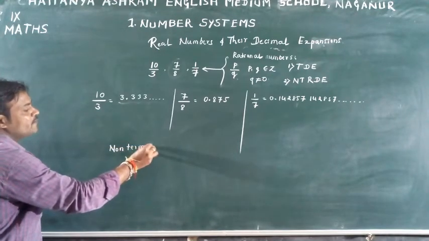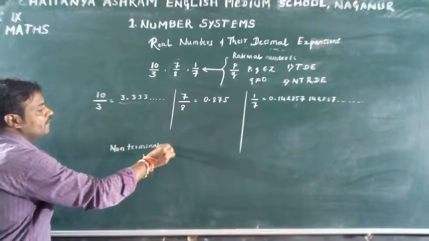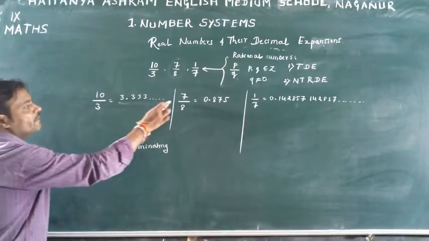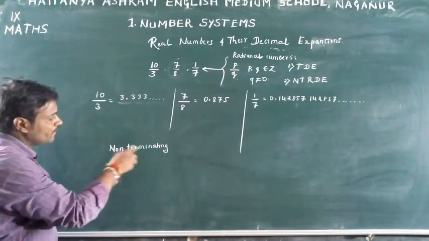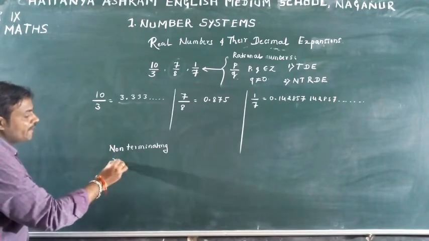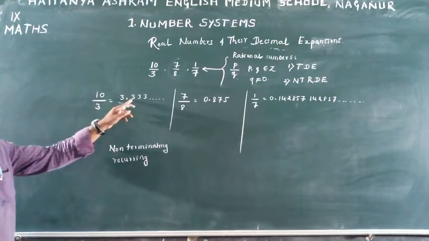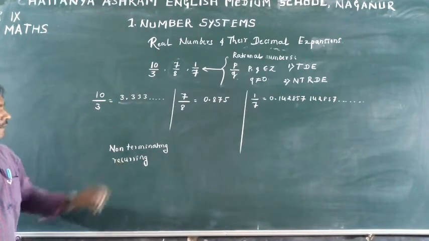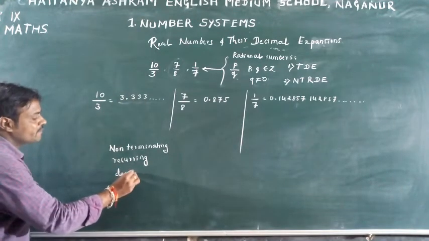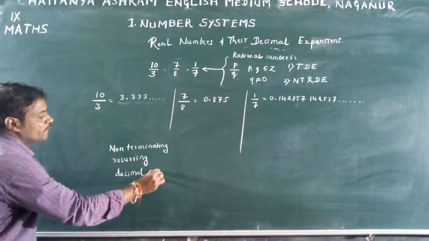Non-terminating. Why is it non-terminating? The division process is not completed. That is why non-terminating. Recurring. Why is it recurring? The digit 3 is repeating. Recurring decimal expansion. Okay?